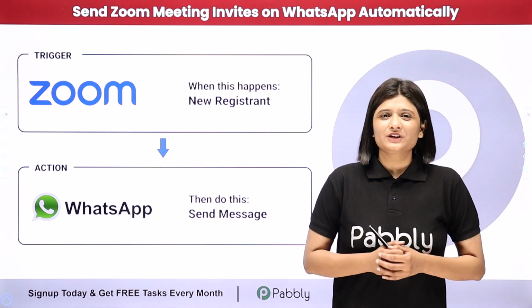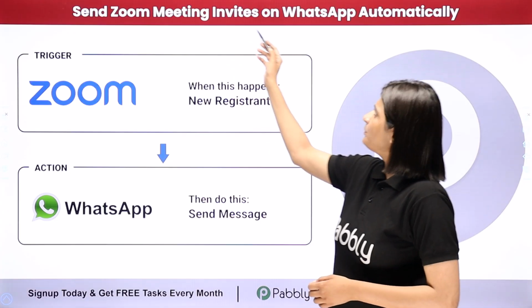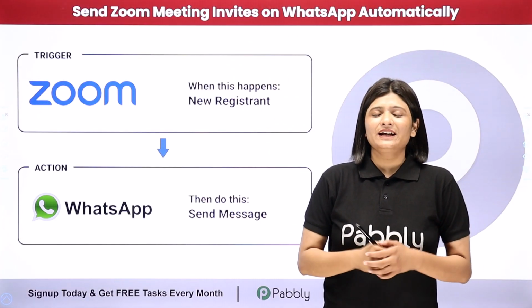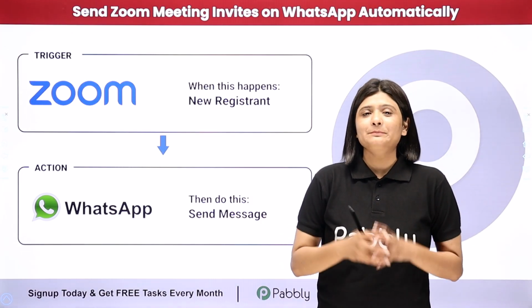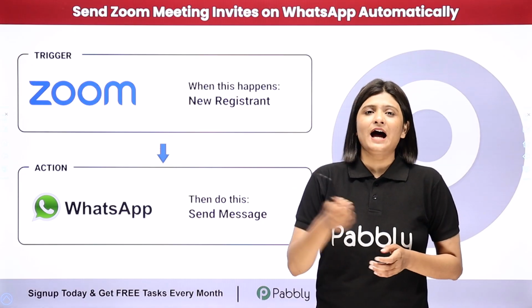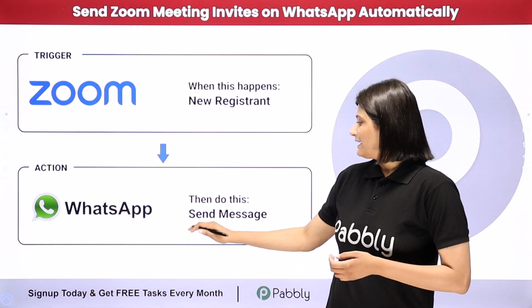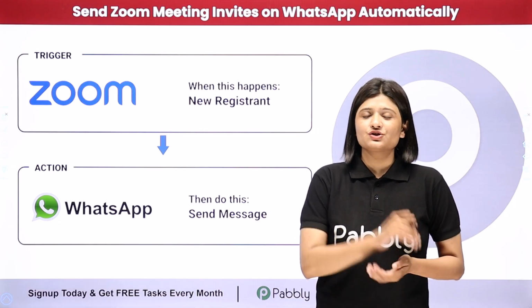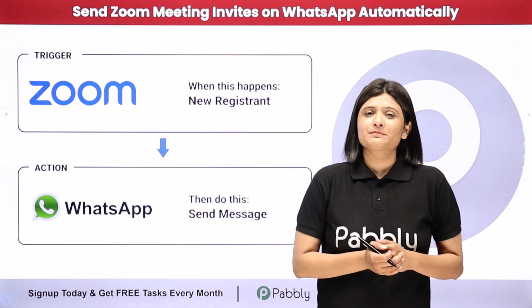In this video, we are going to learn how to send Zoom meeting invites on WhatsApp automatically. So let's suppose I am running an online business and I conduct meetings via Zoom. I want that whenever a registration happens with Zoom, automatically the Zoom link and all the meeting details should be sent to this registrant with the help of this WhatsApp Cloud API.